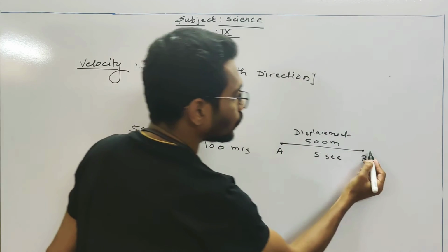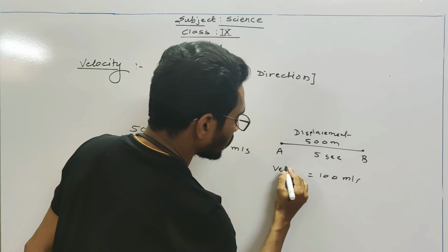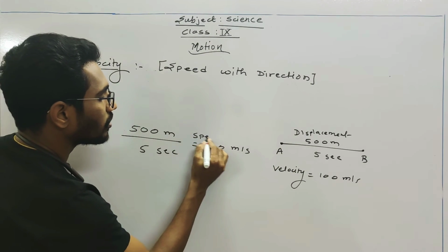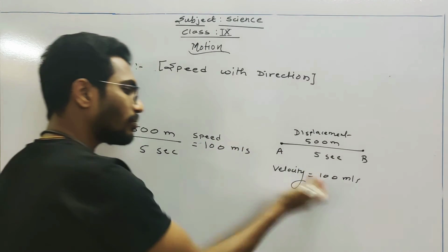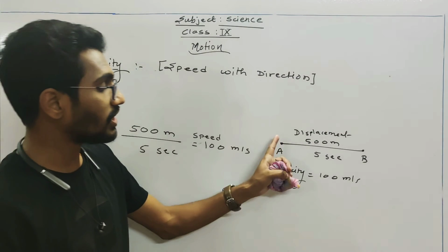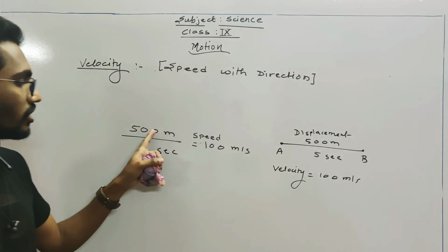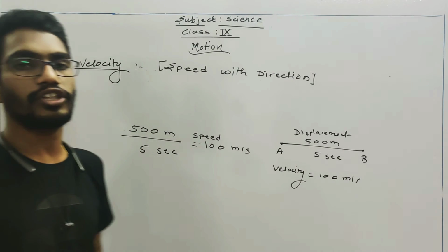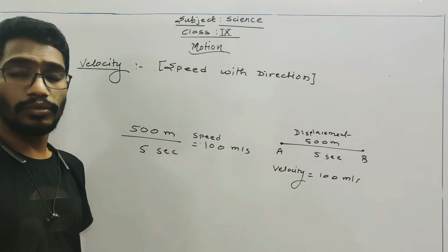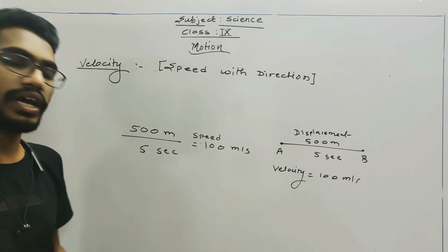Displacement, initial position to final position. And this time, the 100 meter per second that came, what is it? Velocity. And what was this? Speed. Numerically both are the same. Only the velocity has initial position to final position, displacement by time, and it is nothing but distance by time. That is the only difference between speed and velocity. Numerically both are the same, but velocity has a direction, speed doesn't have direction. Okay.